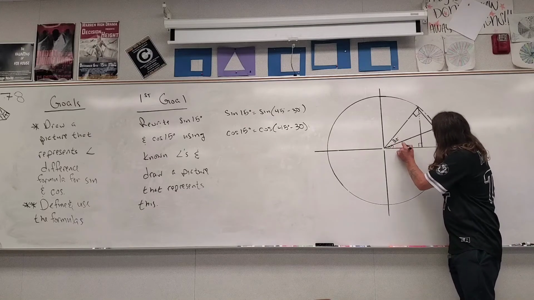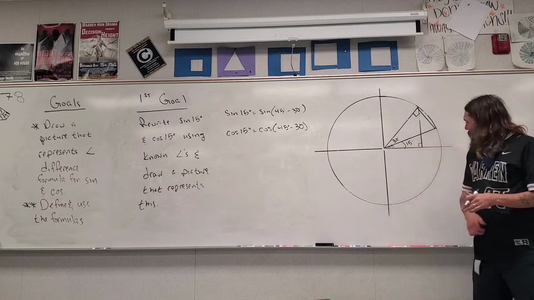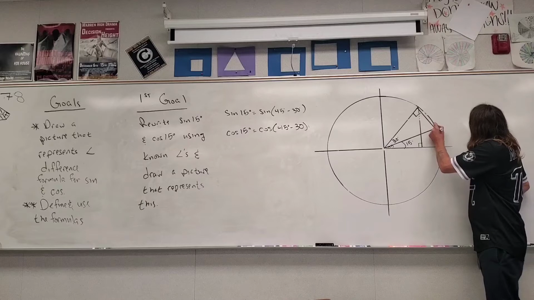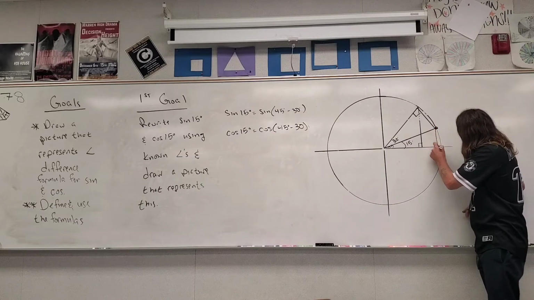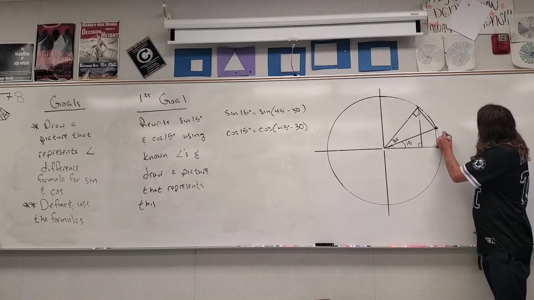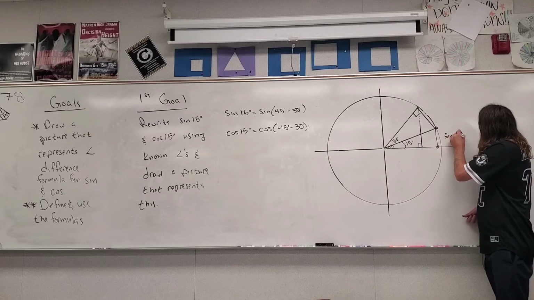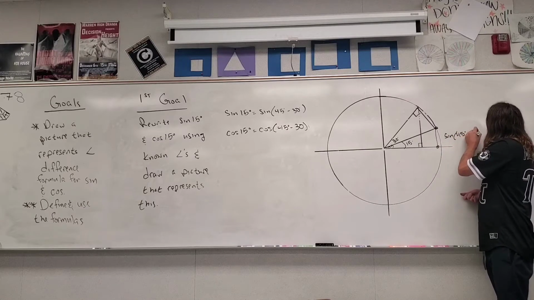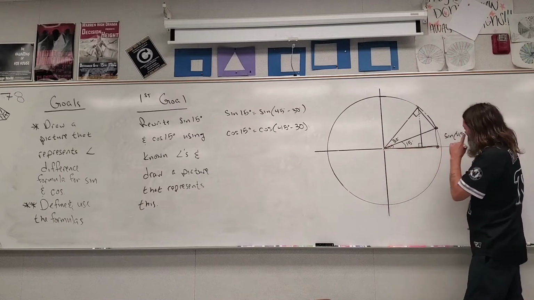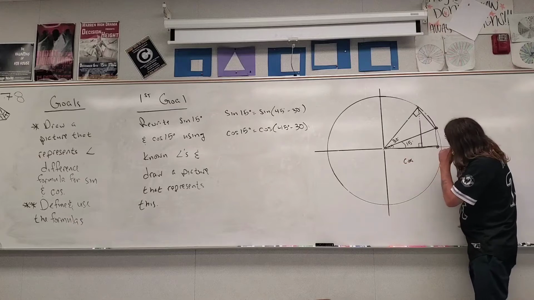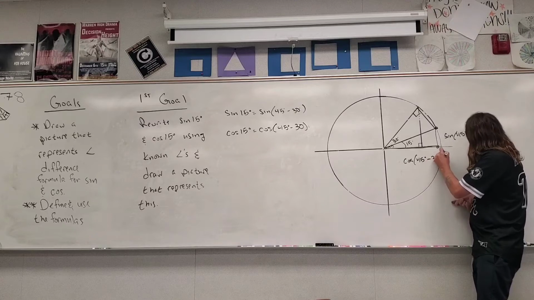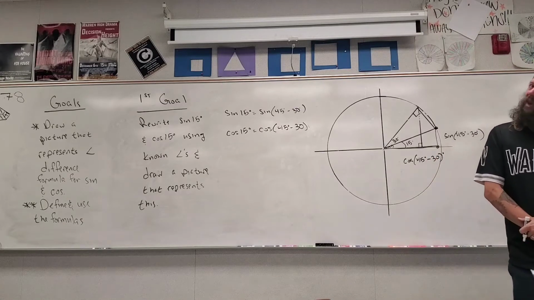So my remaining angle right here is 15 degrees, right? And this height from here to here, that is sine of 45 degrees minus 30 degrees. And this length from here to here, that is cosine of 45 degrees minus 30 degrees. So this is a visual representation of what we're actually calculating.